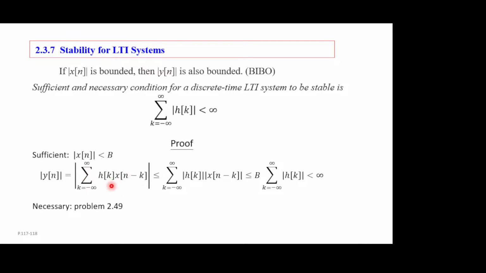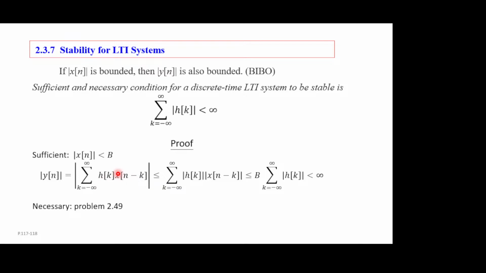Here we already use the commutative property, so we swap the h and k around. Remember, before we always had x of k, h of n minus k. But now we know h and x are commutative, so we have h of k here and x of n minus k. That's the same convolution.